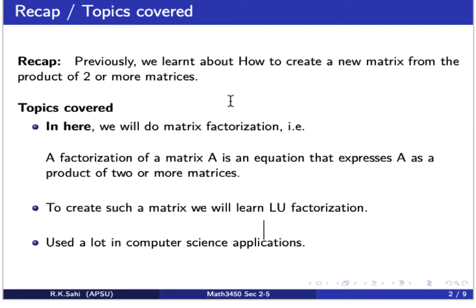We have one matrix, and we would like to write it as a product of two or more matrices, which is basically called matrix factorization. Factorization of a matrix A is an equation which expresses it as a product of two or more matrices. To do this, we are going to learn about LU factorization. Now this is used a lot in computer science applications.